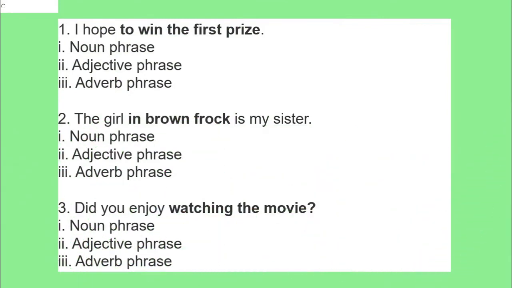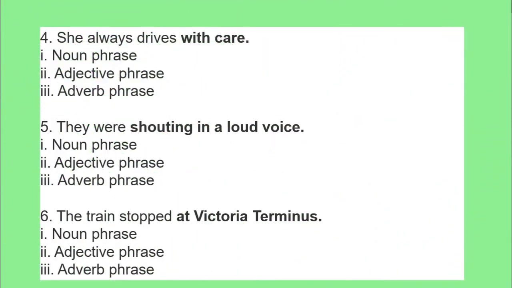So here you have some exercises. Try to do it by yourself. I hope to win the first prize. The girl in brown frock is my sister. Did you enjoy watching the movie? She always drives with care. They were shouting in a loud voice. The train stopped at Victoria Terminus.